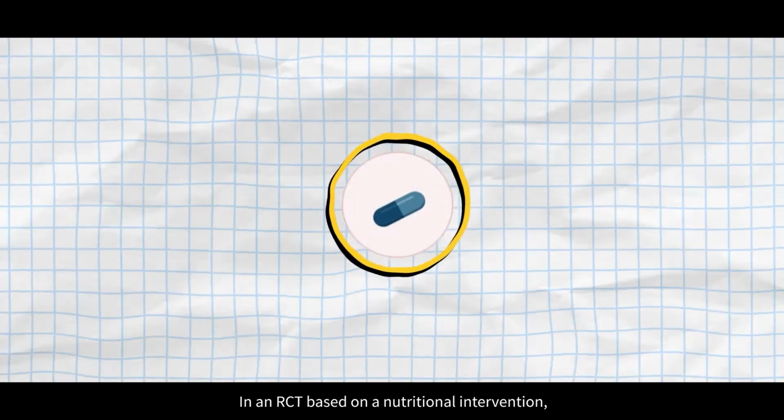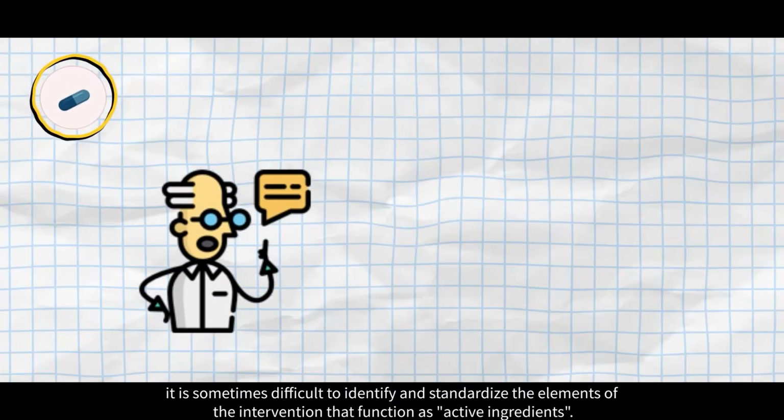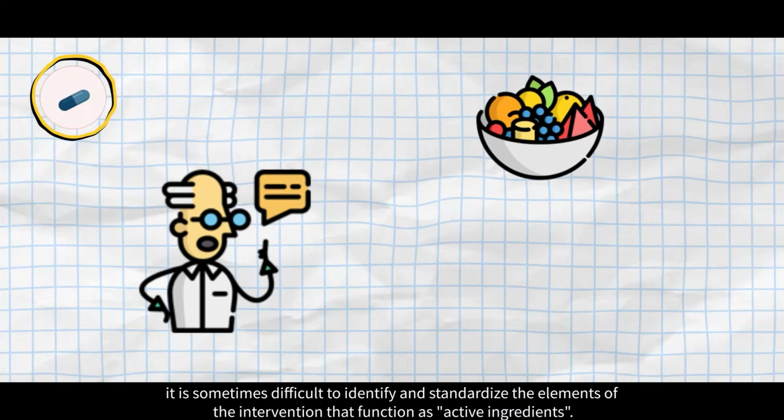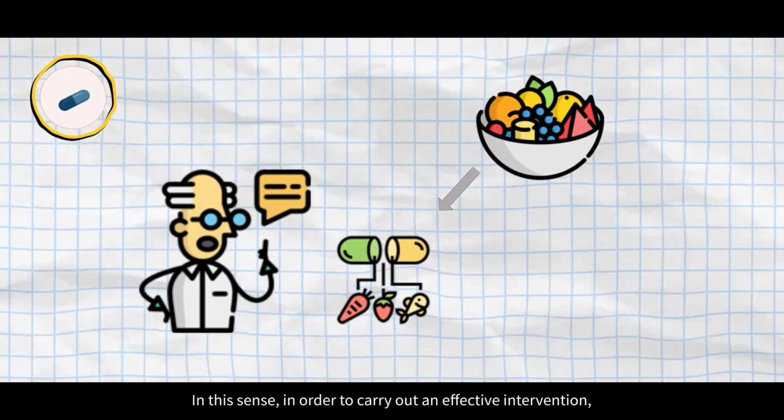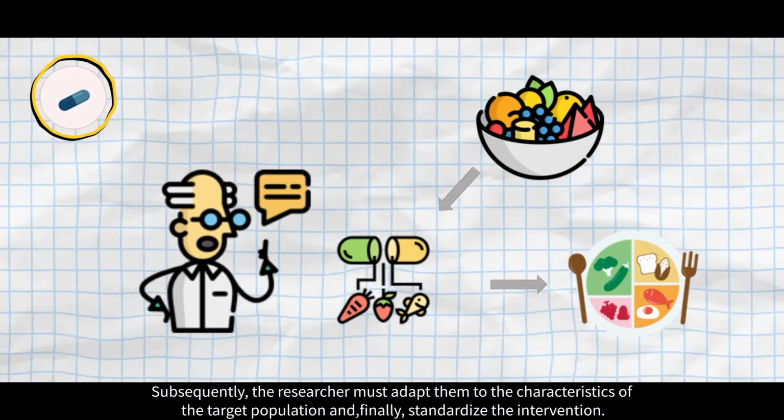In randomized clinical trials based on a nutritional intervention, it is sometimes difficult to identify and standardize the elements of the intervention that function as active ingredients. In this sense, in order to carry out an effective intervention, it is necessary to identify the components of the intervention that can modify the outcomes. Subsequently, the researcher must adapt them to the characteristics of the target population and, finally, standardize the intervention.